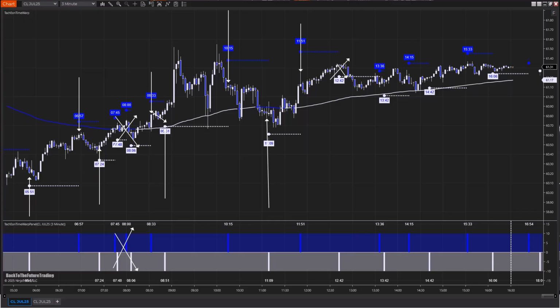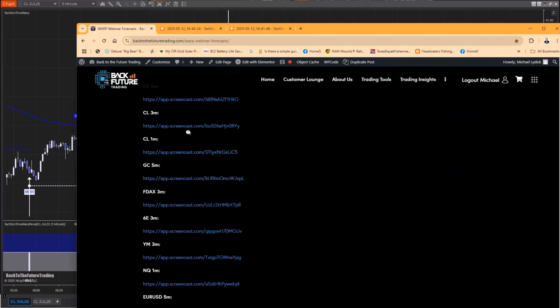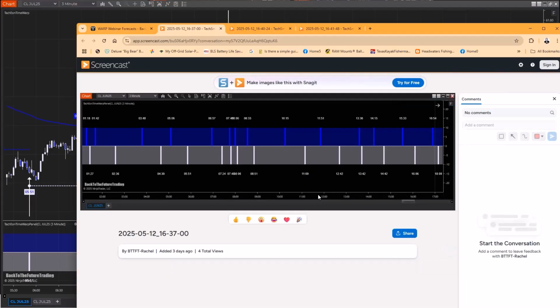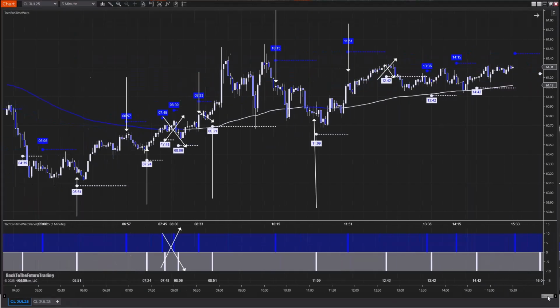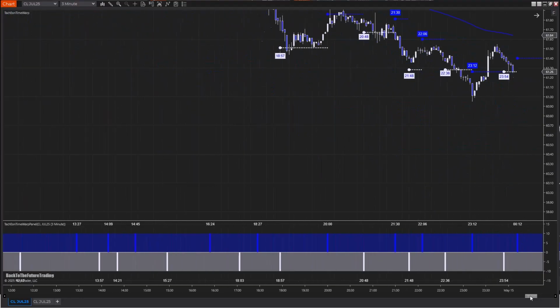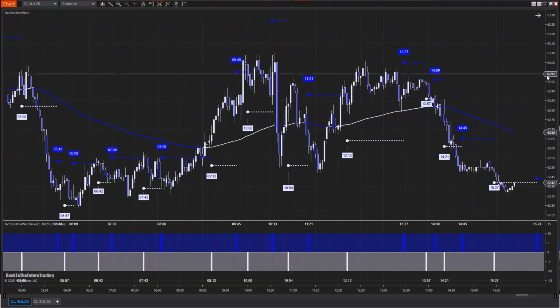How do we know that these times are real? Well, this is what I do, for 16 years. You come here, you go Thursday, CL 3 minute, and then this thing that was printed 3 days ago has the same times as this chart 3 days later. And if we go backwards to yesterday, same thing.